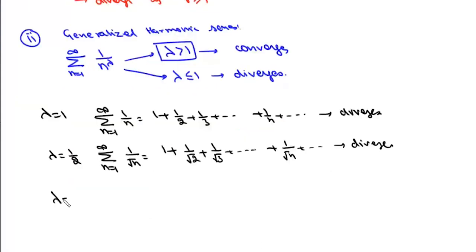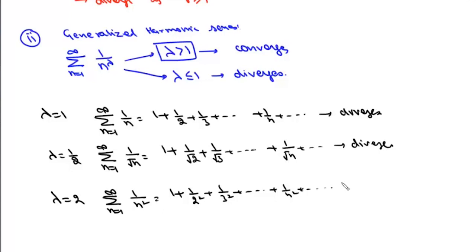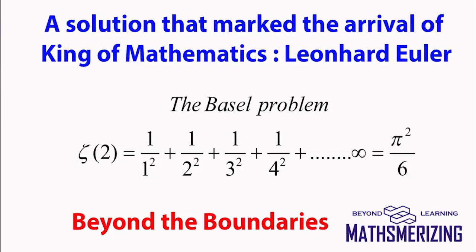But if lambda is greater than 1, say for example lambda equals 2, then we can write this series as 1 upon n square. So it will be 1 plus 1 upon 2 square plus 1 upon 3 square plus 1 upon n square up to infinity, and this series is going to converge. Actually, this is a very famous problem, and it goes by the name the Basel problem. And we have already proved that the sum of the series is pi square by 6.